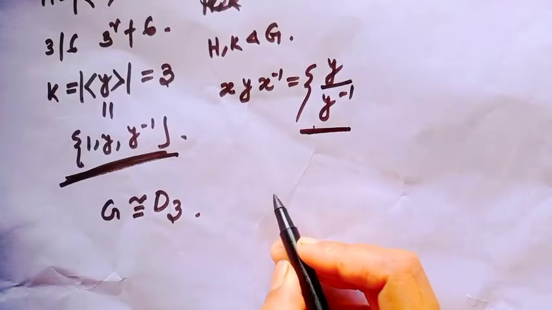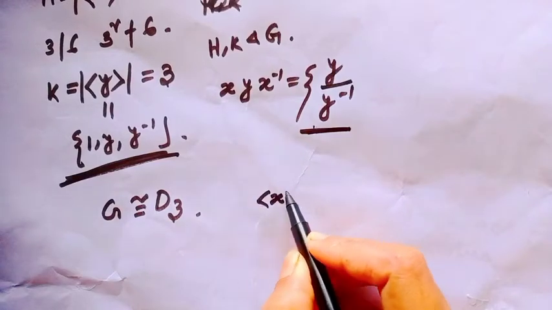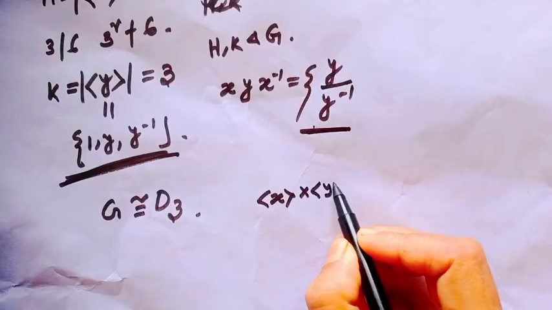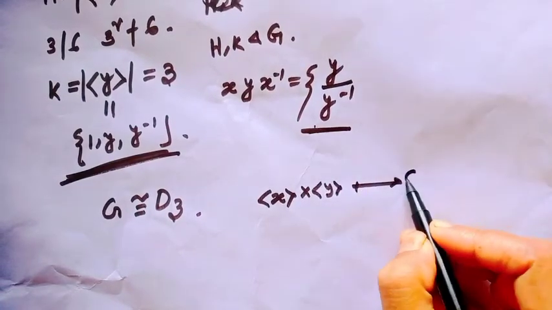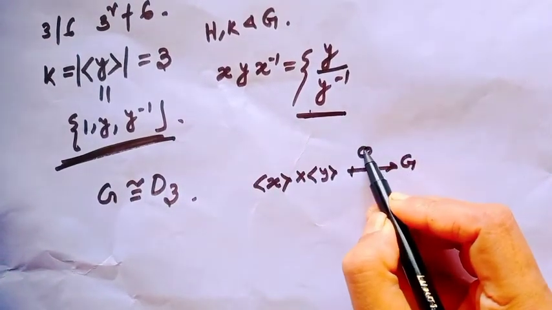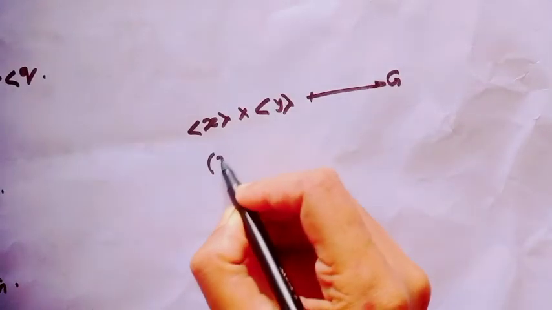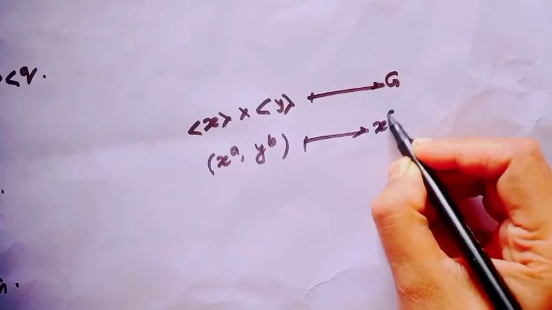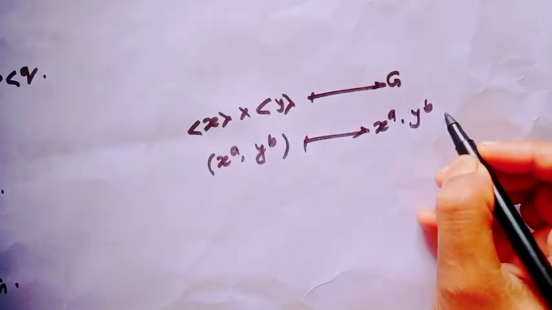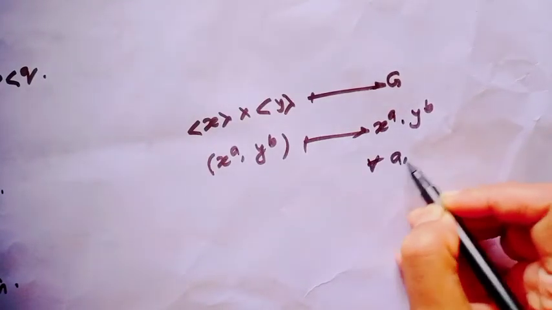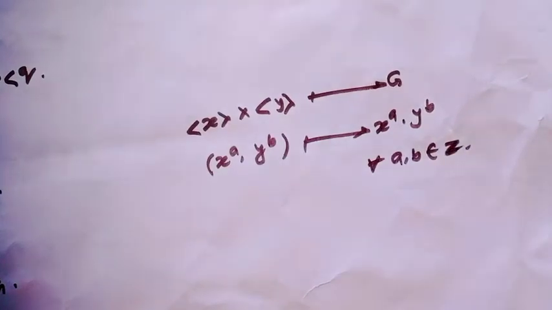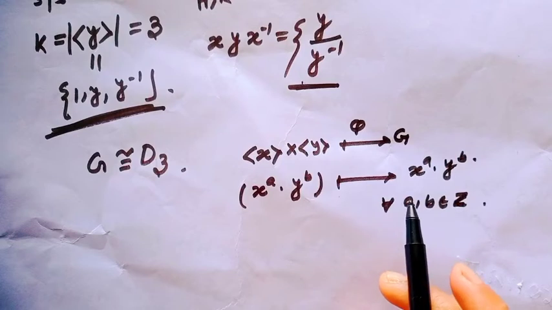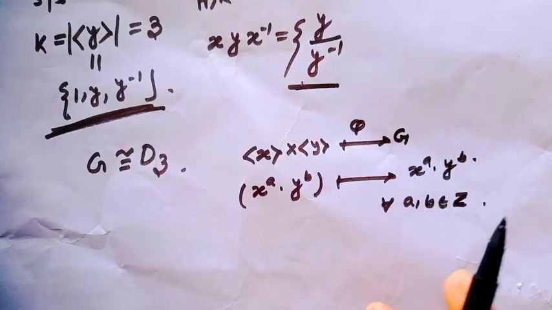In this case, G is isomorphic to the cyclic subgroup generated by x direct product the cyclic subgroup generated by y. Let's see the proof. Consider a mapping from the cyclic subgroup generated by x direct product the cyclic subgroup generated by y to G, and call this mapping phi. This map looks like (x to the power a, y to the power b) goes to x to the power a times y to the power b, for all a, b belonging to the integers. For isomorphism, at first we have to prove homomorphism.